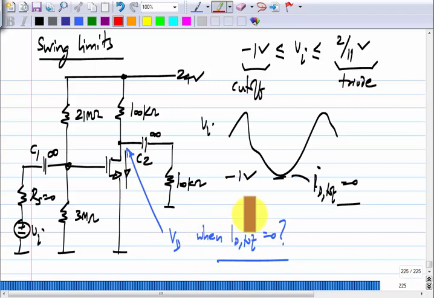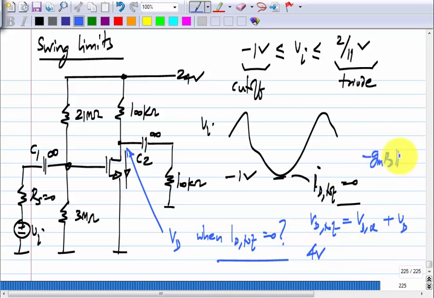What is the quiescent voltage at the drain? 4 volts. The total drain voltage is always the quiescent drain voltage plus the incremental drain voltage. The quiescent drain voltage is 4 volts and the incremental drain voltage is how much? Minus gm times RD parallel RL times Vi. And what is the value of Vi for which we have to calculate this? Minus 1 volt. And this product is minus 10 times minus 1. So, 4 volts plus 10 volts, which is 14 volts.